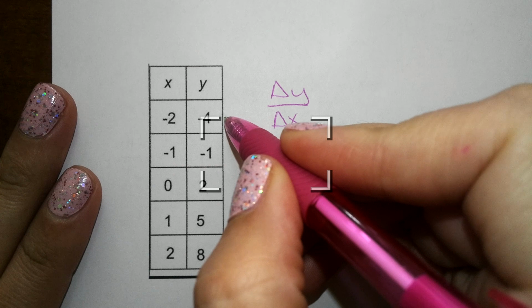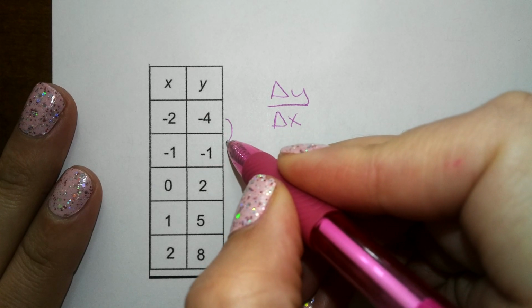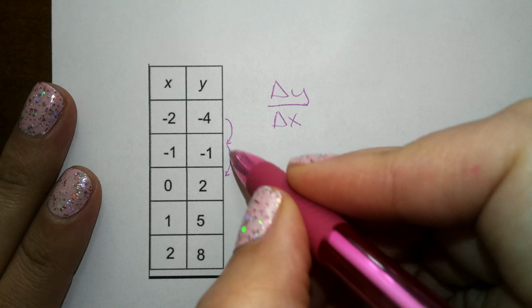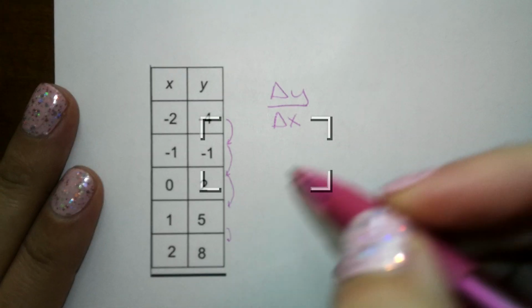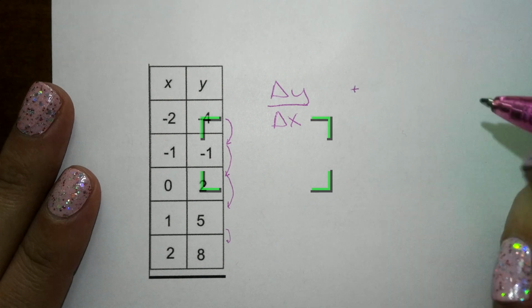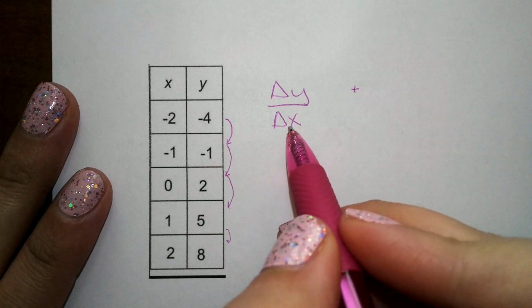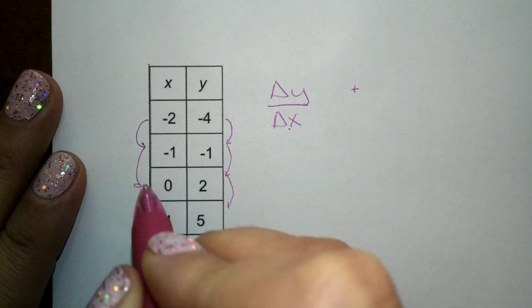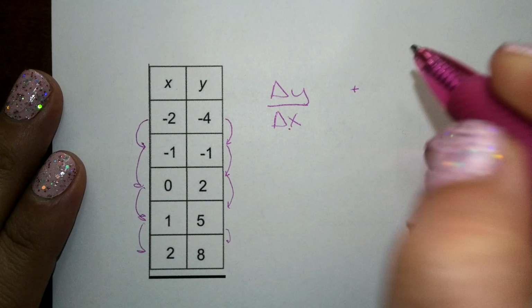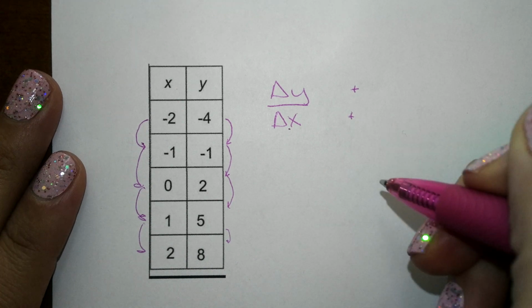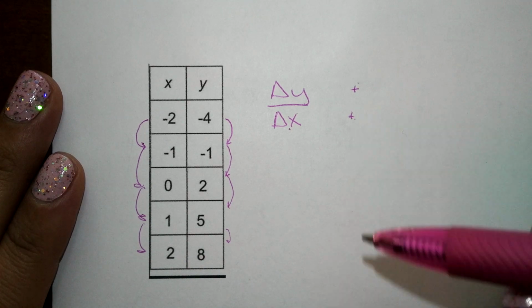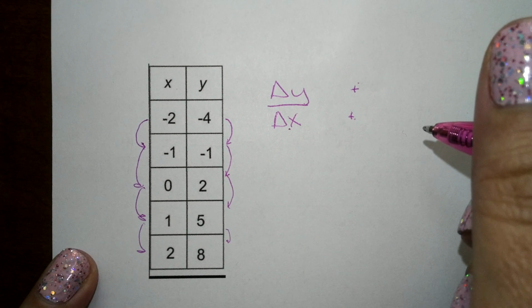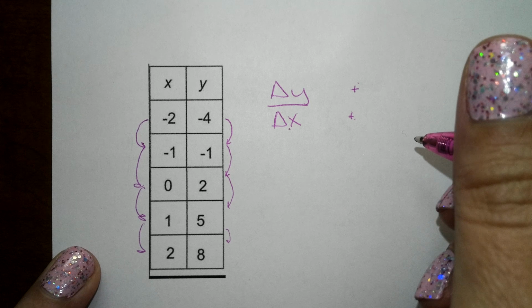If I look at these numbers on my y, these numbers are going up. Right? -4 up to -1. We're growing to 2. We're growing to 5. We're growing to 8. We're getting bigger. That's a positive. On the change in x, if I look over here in the x column, -2 to -1, -1 to 0, 0 to 1, these numbers are getting bigger also. They are also growing, so it's a positive. A positive divided by a positive is always a positive. So when I am done, my slope is going to be a positive answer.